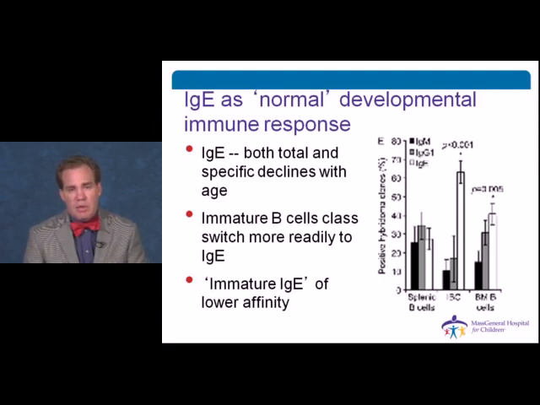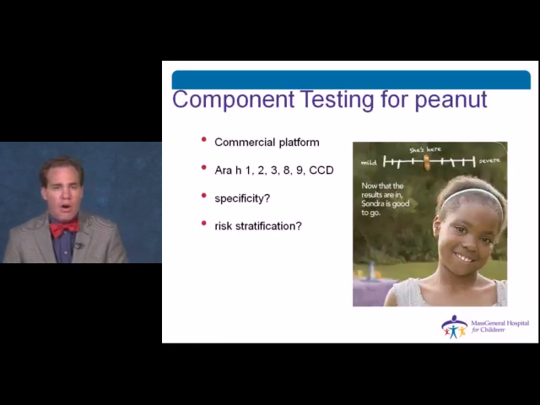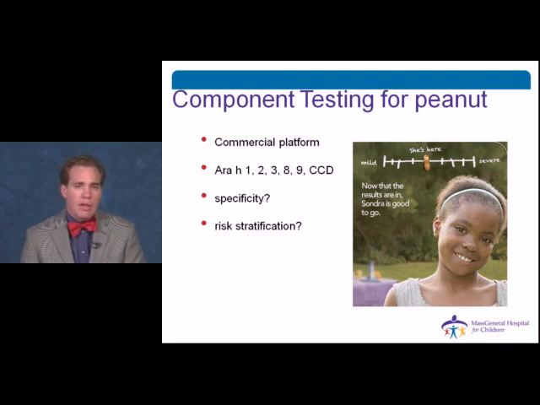And that IgE may be of lower affinity and yet still be detected with routine tests. That's because, in part, current testing really has a large excess of antigen and is very, very good at detecting even low affinity binding IgE antibodies. So it's very permissive.